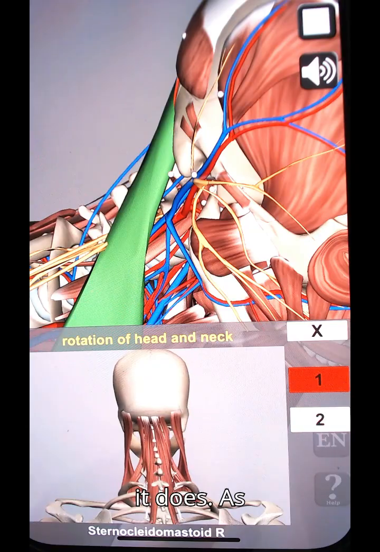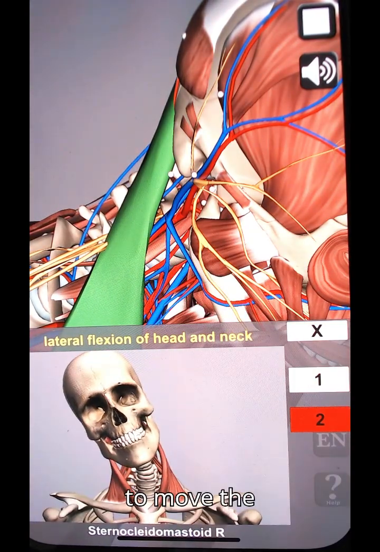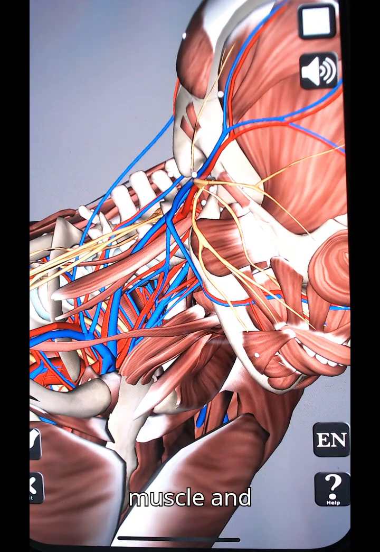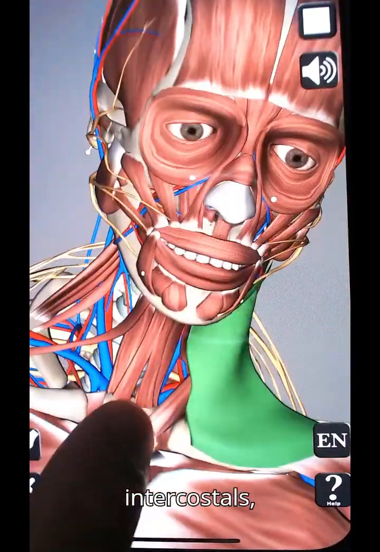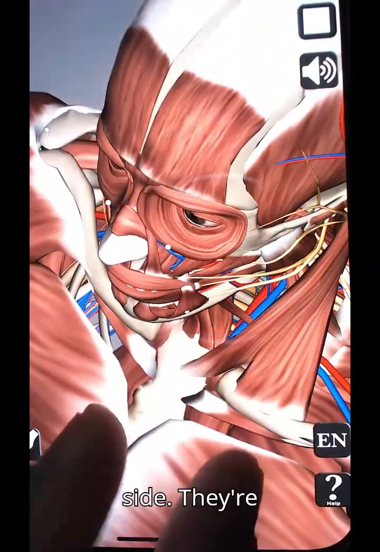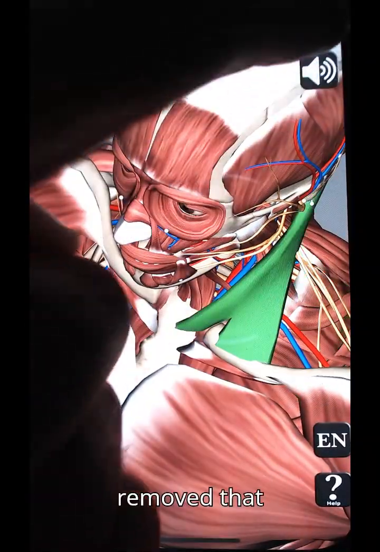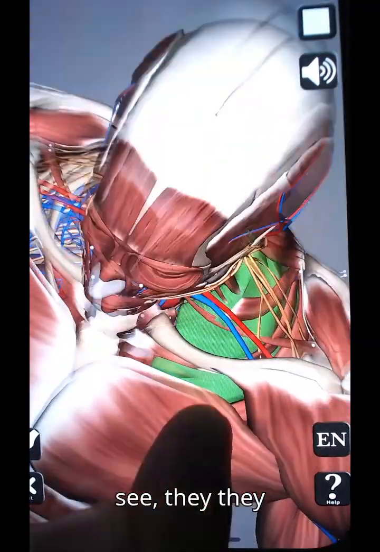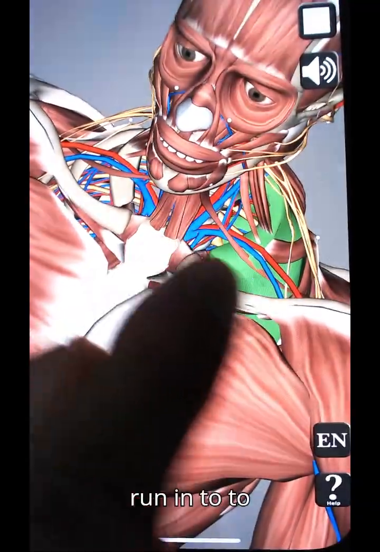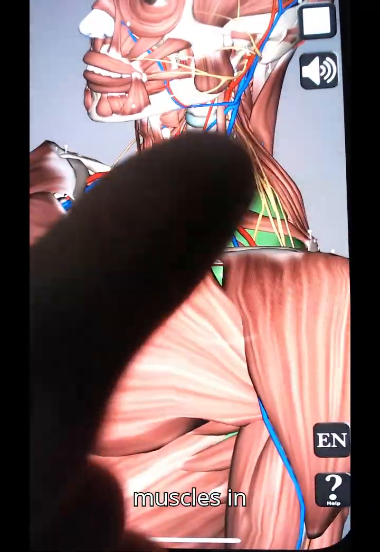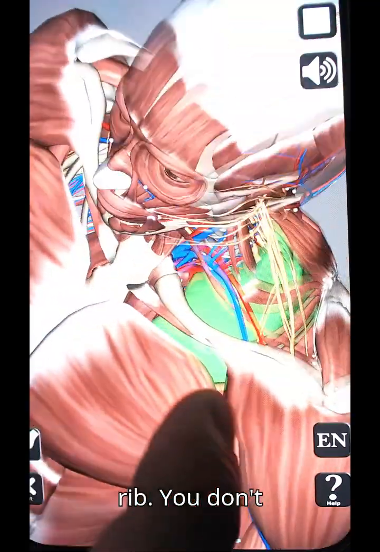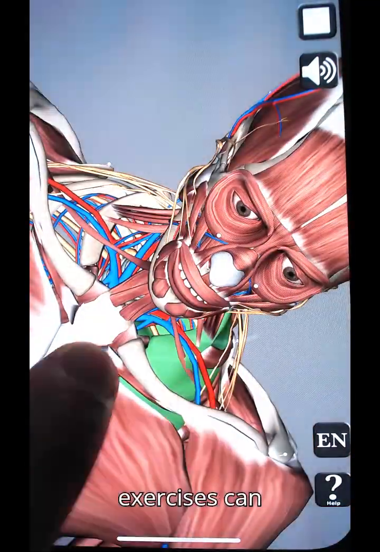Sternocleidomastoid. This is what it does. As you can see, anything that's going to move the neck that way can cause a crunch or cause the neck to be stuck. All right, we're going to remove that muscle, and we're going to go to the intercostals. We had removed that originally, but the intercostals, I'm going to catch them from this side. We removed that sternocleidomastoid, but there it is. Those are your external intercostals, and as you can see, they run into some of the muscles in that first rib. And you can see how much muscle structure is actually attached to that first rib. You don't want things affecting it, so breathing exercises can also help.